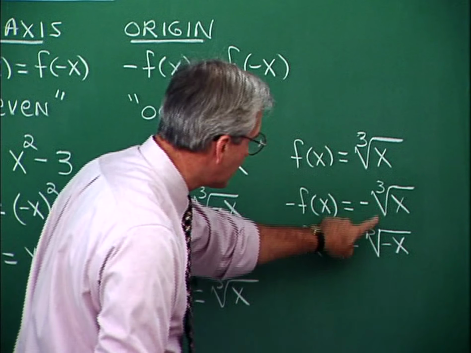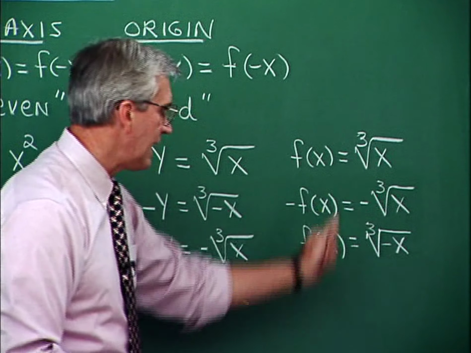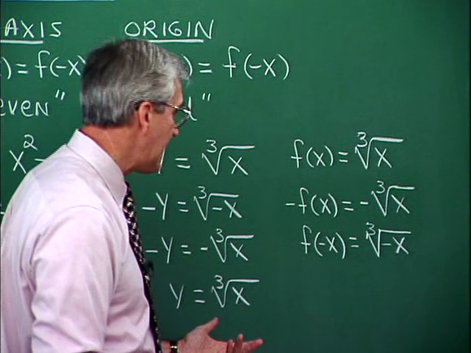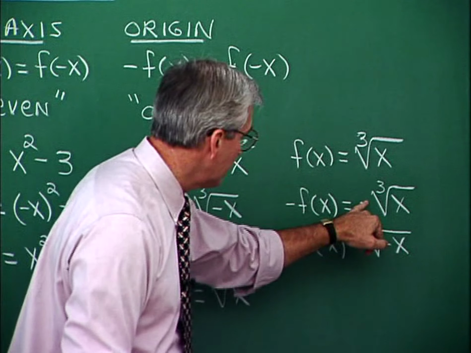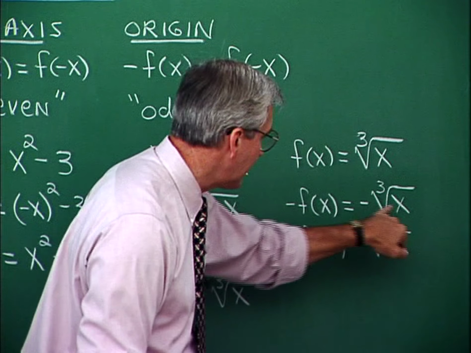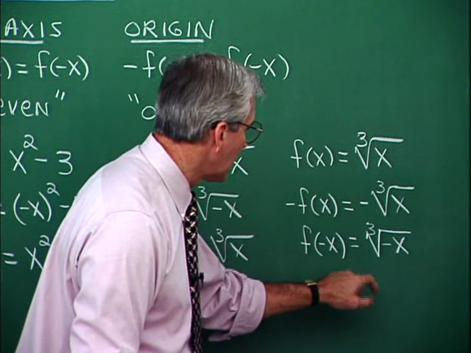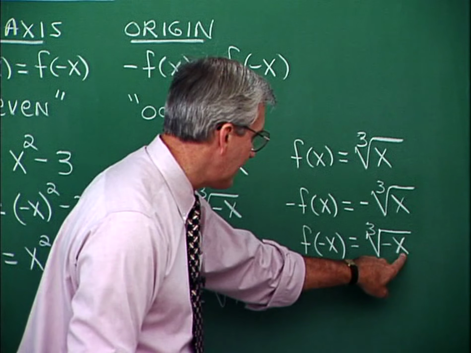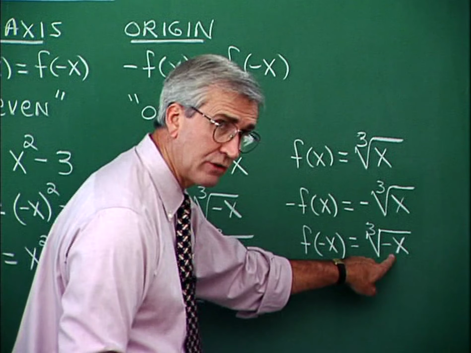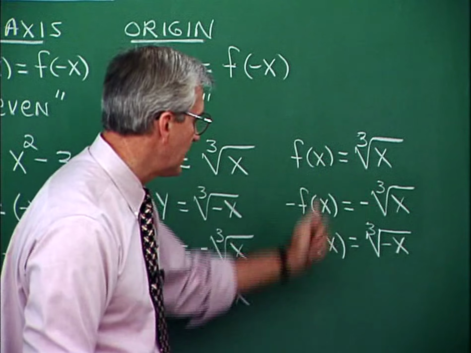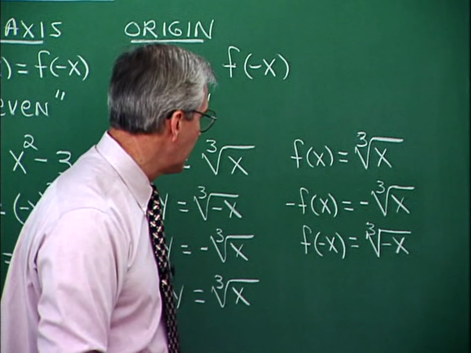Incidentally, to see that these two are indeed equivalent, let x be replaced with, let's say, 8. So this would be the negative of the cube root of 8. The cube root of 8 is 2, so this would be negative 2. If x is 8, then this would be the cube root of negative 8, which is negative 2. So these are indeed equal to one another.